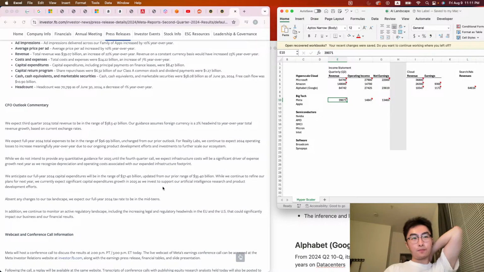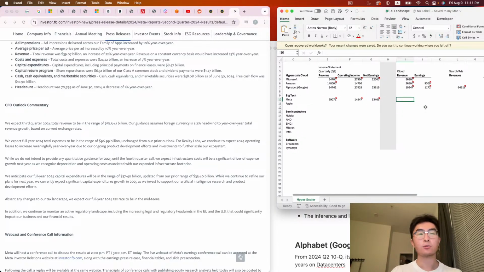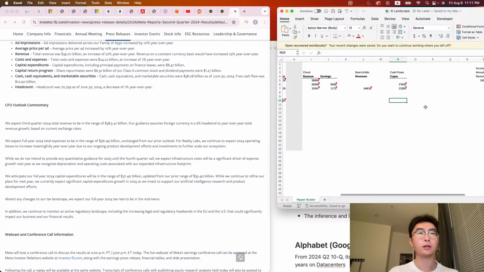Okay, so there seems to be a common theme here. If you take a look at this, anticipate full year 2024 capex to be 37 to 40 billion. All right, that is important.